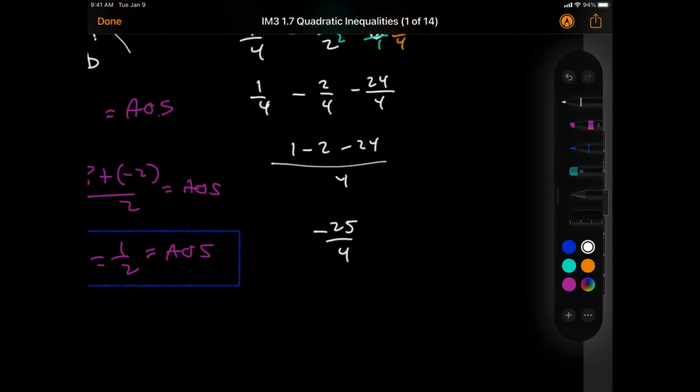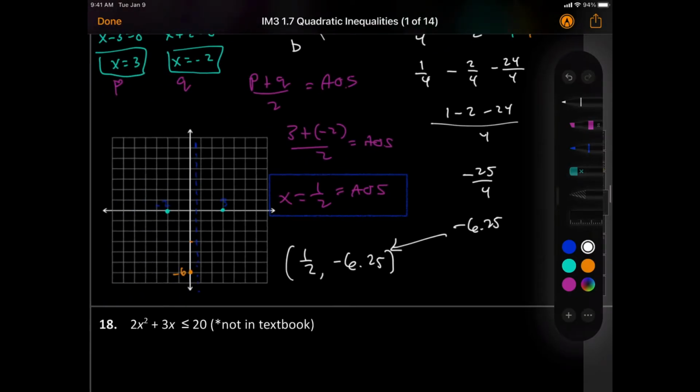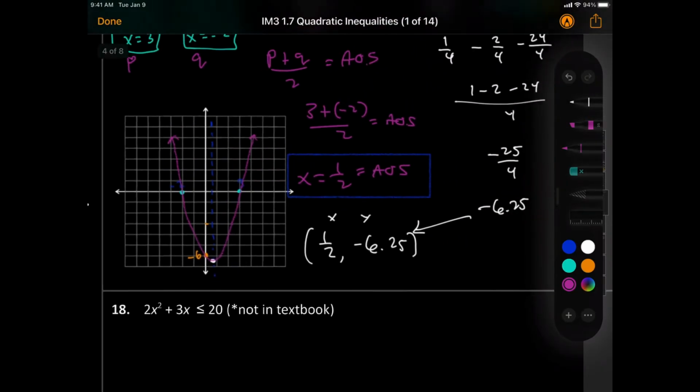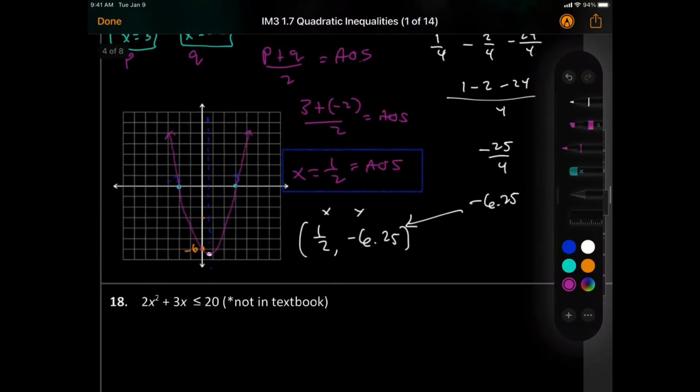And if you put that into your calculator, -6.25. So what did I just find here? I just found the vertex. You could have put that into your calculator, but I did it by hand. Which means that x and y, here is my vertex. So when I graph this, okay, we solved it, we graphed it, and now I'm going to use some test points.